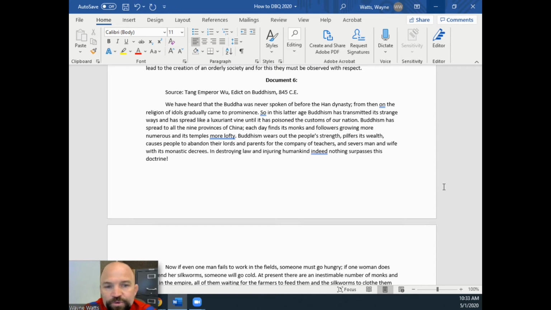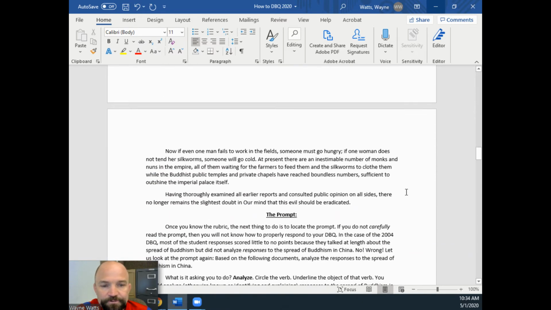Buddhism has spread to all the nine provinces of China. Each day finds its monks and followers growing more numerous and its temples more lofty. Buddhism wears out the people's strength, pilfers its wealth, causes people to abandon their lords and parents for the company of teachers, and severs man and wife with monastic decrees. In destroying law and injuring humankind, indeed, nothing surpasses this doctrine.